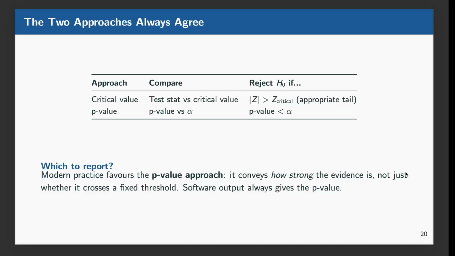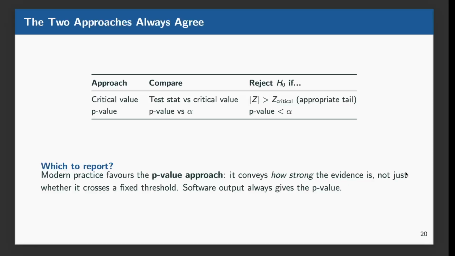So which one should you actually report in practice? Modern statistical practice generally favors reporting the p-value because it tells you how strong the evidence actually is, not merely whether it crossed some fixed line in the sand. A p-value of 0.04 and a p-value of 0.0001 both lead you to the same decision, reject, but the second one is dramatically more convincing evidence than the first, and that distinction matters in a real report. Every piece of statistical software you will ever use reports the p-value automatically, without you even asking for it. Are you comfortable with both languages now?